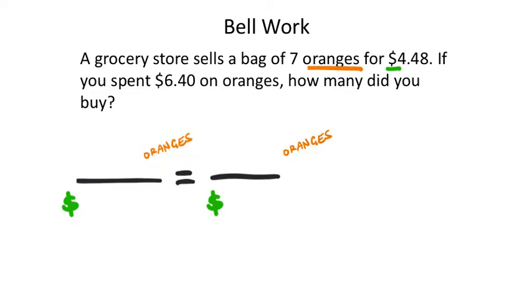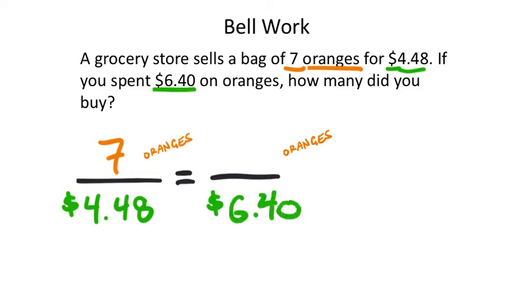All right, from this, it says up here at the top, 7 oranges for $4.48. So in my first fraction, I know the number of oranges is 7, and the dollars is $4.48. But then it says you spend $6.40. So that's a dollar amount that I know, $6.40. We just don't know how many oranges that's going to be, so I'm going to put an X there. You can just leave it blank or put a question mark if you'd like.